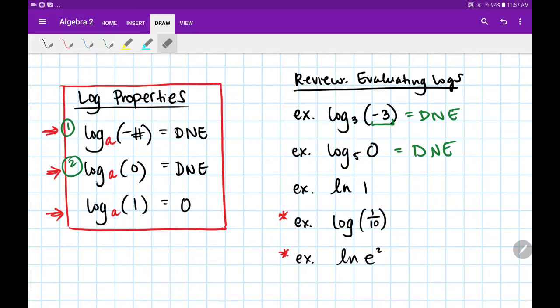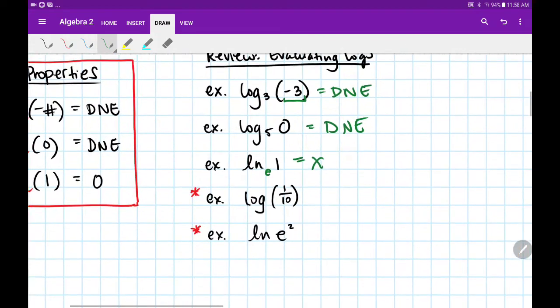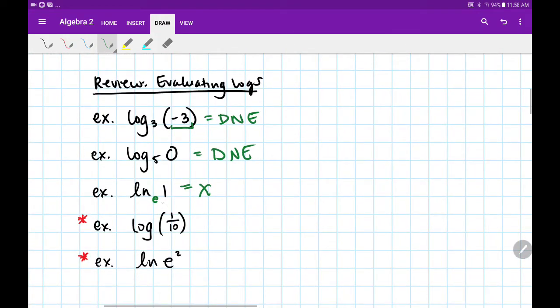Next, natural log of 1. This is actually from rule number 3. Remember, it's log with any base. This is just a log with base e. So if I were to evaluate this, going from log to exponential form, I would say, hey, e to the which power gives me 1? Well, the only power is 0. E to the 0 gives me 1, and that's why this rule holds. The answer would be 0.